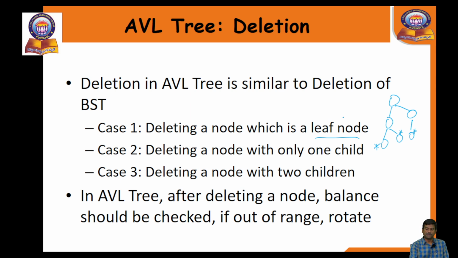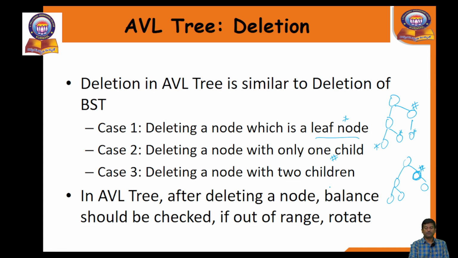So here you can observe when deleting a node with only one child. If you consider this node, it contains only one child. Similarly, in the other scenario, consider there is a right child present. Then deleting this node can be related to case 2, because we are deleting a node which contains only one child. It may be either the left child or the right child.